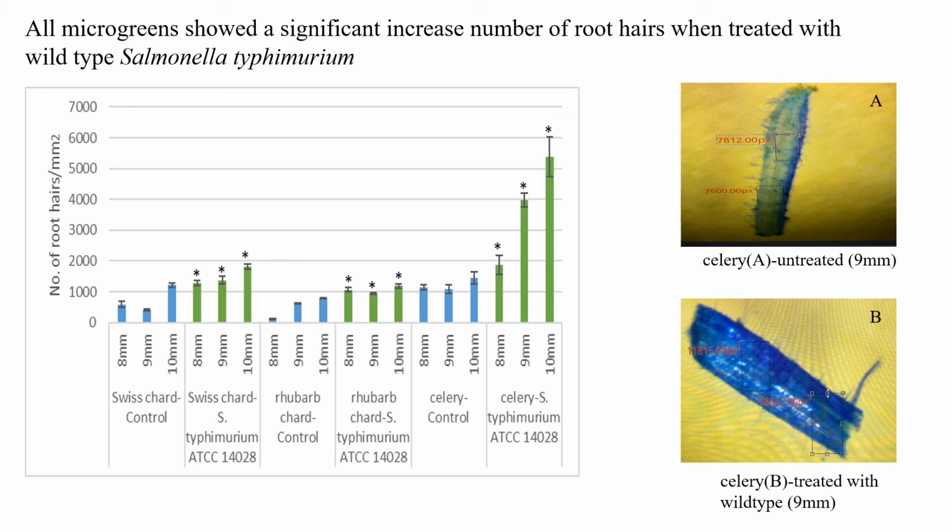The y-axis is the number of root hairs per millimeter square, whereas the x-axis shows the 3 different microgreens, namely Swiss chard, rhubarb chard, and celery. Here in each microgreen, the blue bar represents the root hairs measured in control plants, so they have not been treated with the bacteria, and the green bar represents the roots exposed to Salmonella typhimurium. Here to conclude that there is an increase in root hair density in all microgreens, but it is much more pronounced in celery. The right side is the image of the same root.